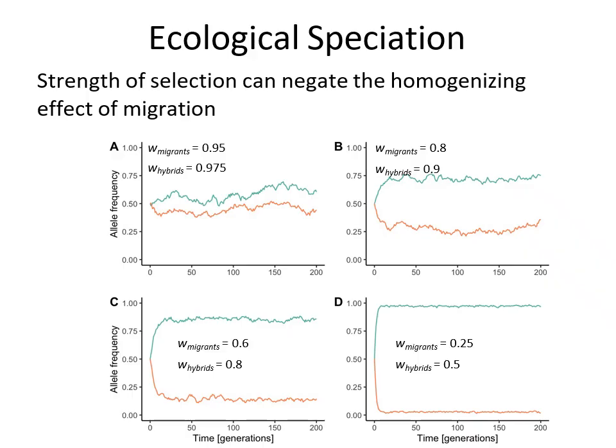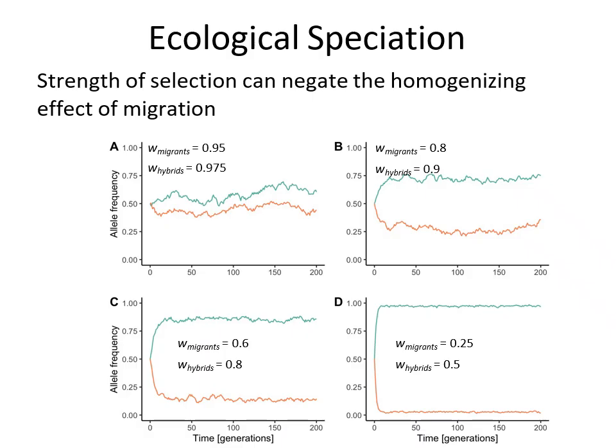In each one of these graphs, we can see changes in the strength of selection. So we can see the relative fitness of the migrants and the relative fitness of the hybrids. In panel A, they're both really, really close to 1, so they're not much different than what the resident fitness would be. The resident fitness in all of these cases would be 1. As we go through each one of the panels, we have stronger and stronger selection against migrants and against the hybrids, which are essentially intermediate between the residents and the migrants. So if the resident fitness is 1, migrants is 0.8, hybrid is 0.9, etc.